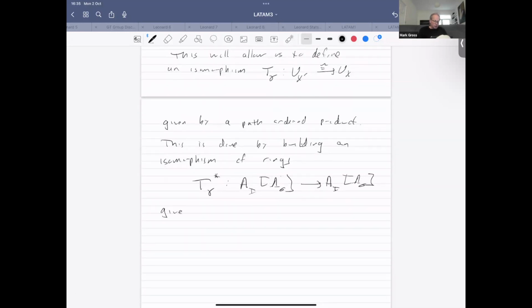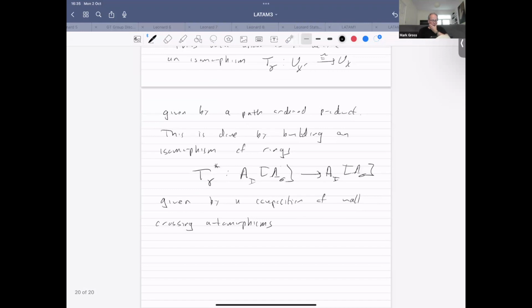Given by composition of wall crossing automorphisms associated with the walls crossed by the path gamma, composed in the order crossed by gamma.